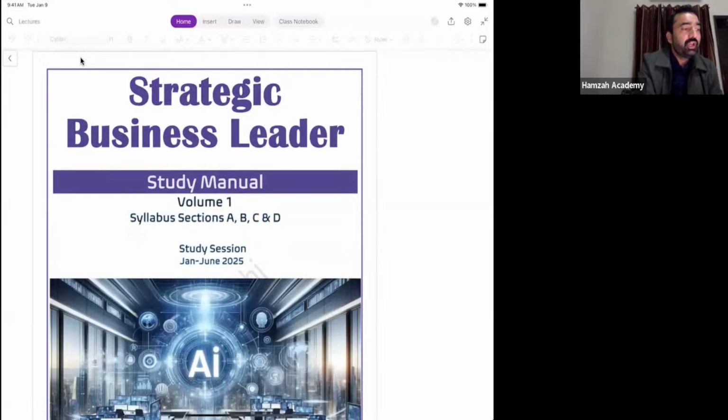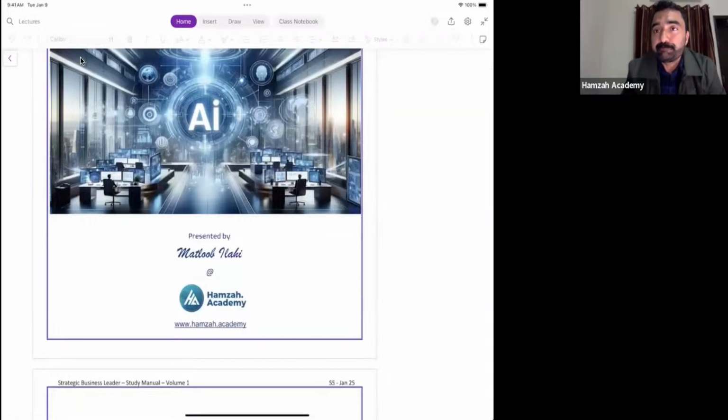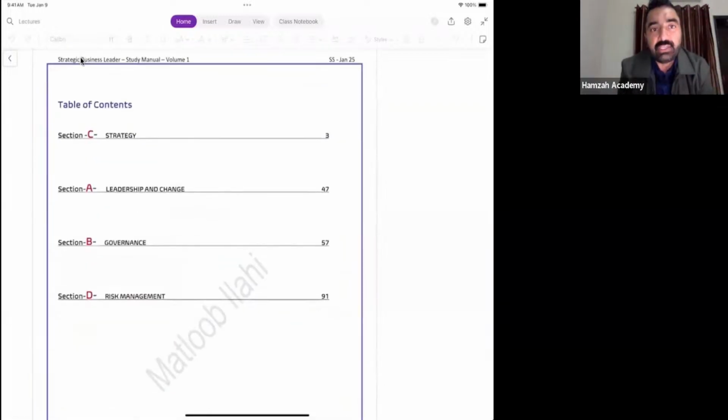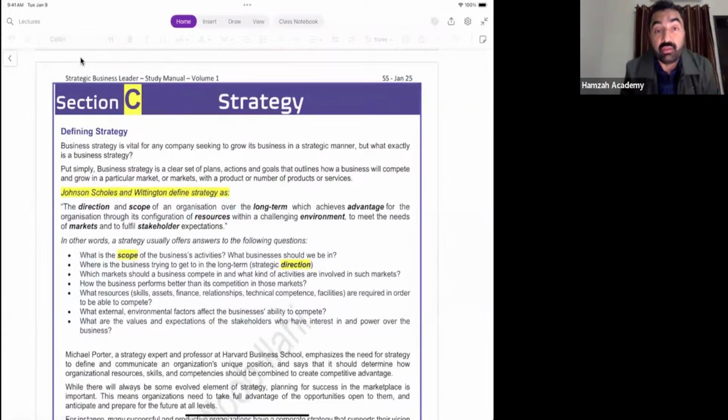So, today we are starting our first volume one. I have divided the whole SPL syllabus into two volumes. Volume one will be covering these four sections of the syllabus: Section C, strategy; Section A, leadership and change; Section B, governance; and Section D, risk management. And in volume two, the remaining four sections will be covered. So we are starting our first discussions of the SPL with Section C, strategy.